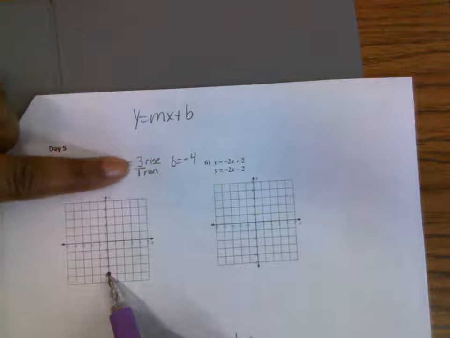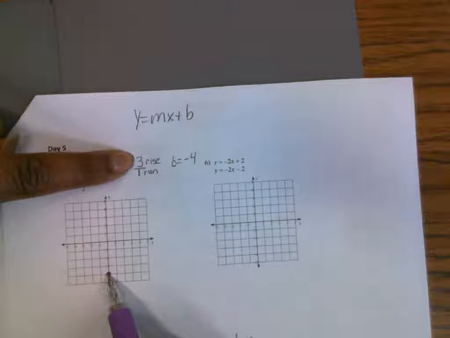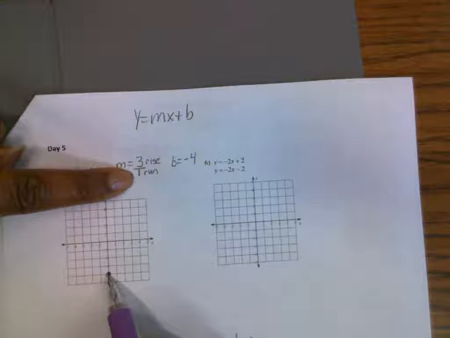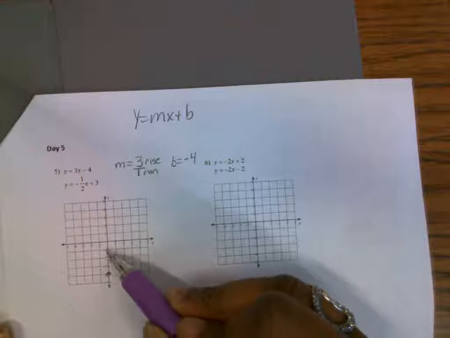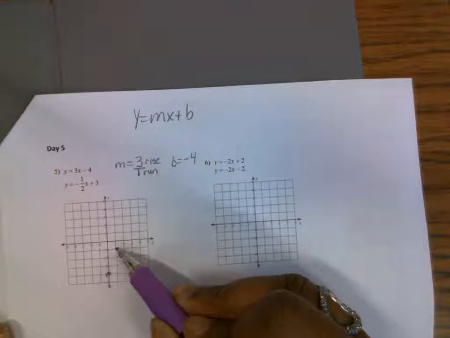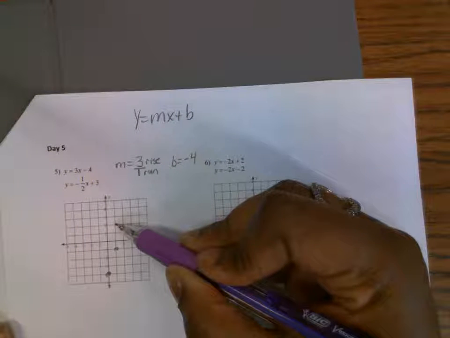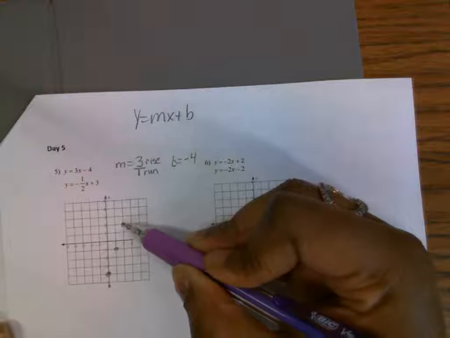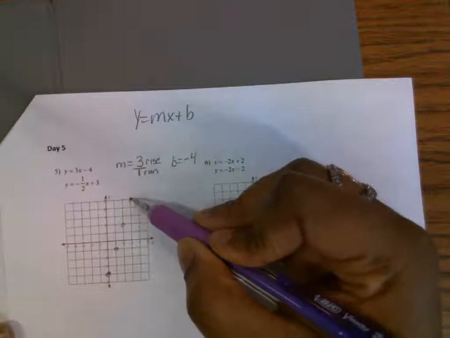Now you're going to take your slope and put other points on the line. The rise is 3, so you go up 3. The run is a positive 1, so you go to the right 1. So let's go up 1, 2, 3, and to the right 1. Put your point there. Go up 1, 2, 3, and to the right 1.